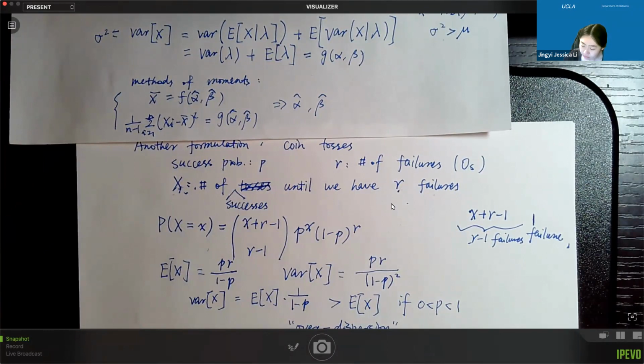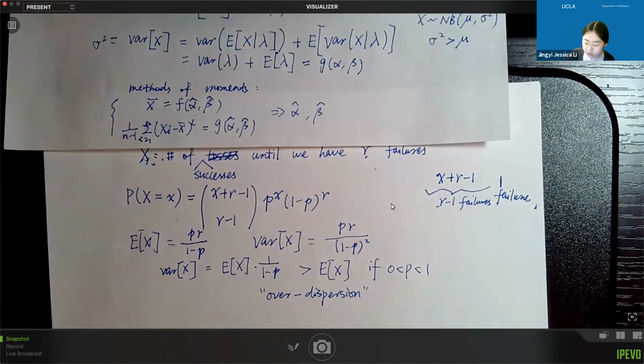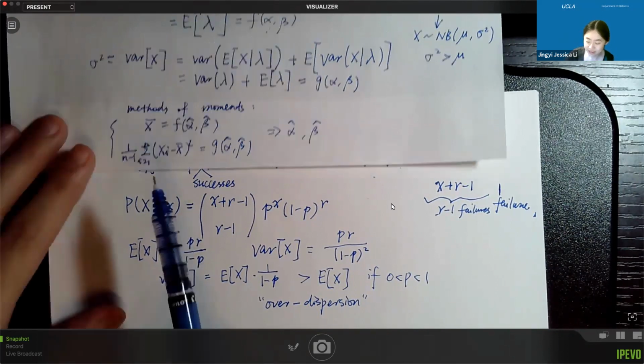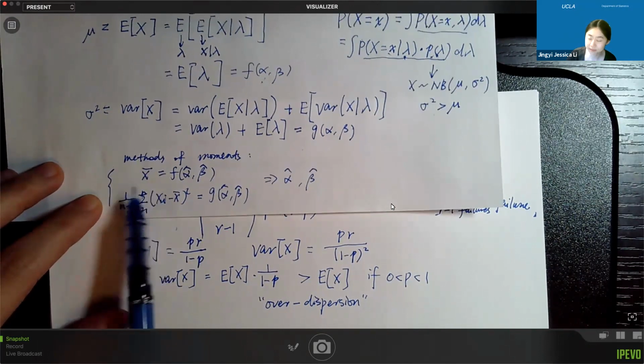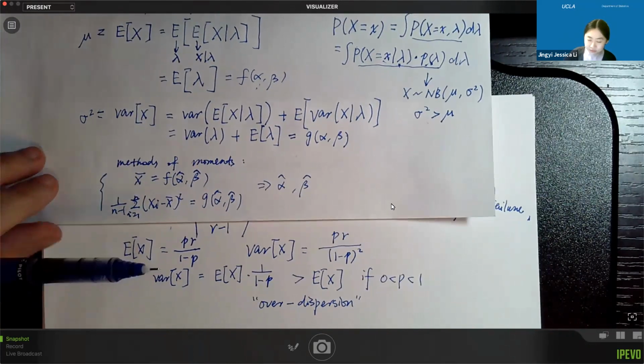So that's what I want to say about the negative binomial distribution. The key take-home message is that you can consider negative binomial as a generalization of Poisson, and negative binomial has an important feature, that is its variance is greater than its mean. So it can account for data which clearly has a sample variance, if you can compute it, much larger than its sample mean. Okay, so that's all I want to say about the derivation.